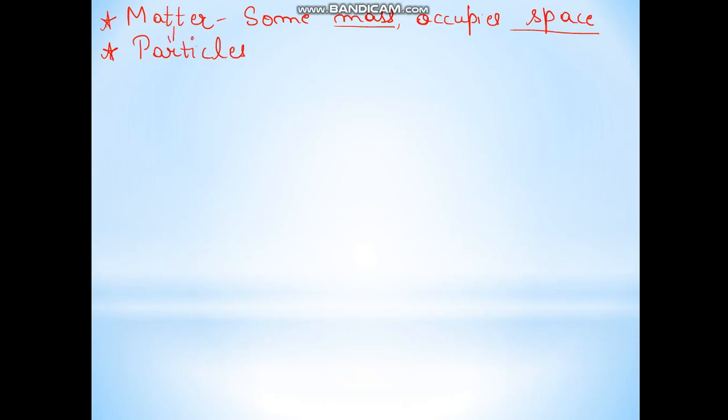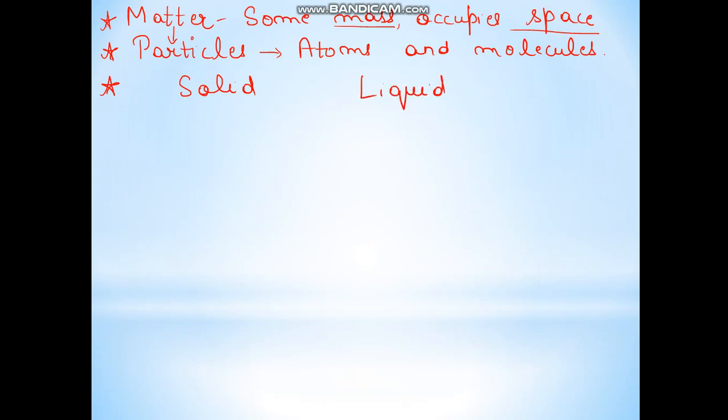So matter is made up of particles like atoms and molecules, right? This is what matter is made up of. And children, on the basis of physical property, matter can be classified into three types. Number one, solid. Number two, liquid. And gases. So children, now let us revise the properties of solids, liquids and gases.